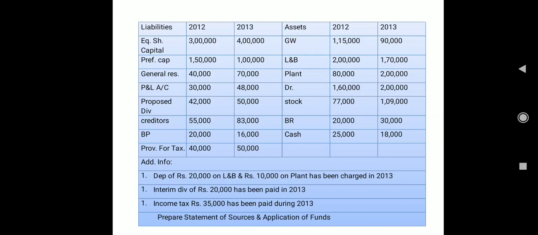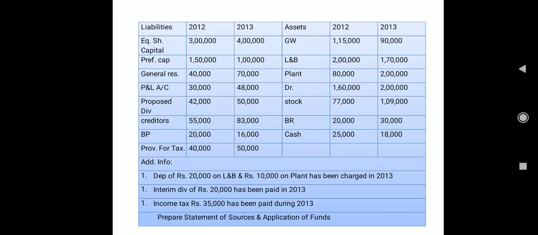And then we need to recognize which are the non-cash, non-fund items. Again, they can be expenses, losses, gains, or income, to calculate our fund from operation. So now first we will analyze the question and then we'll move towards the solution.